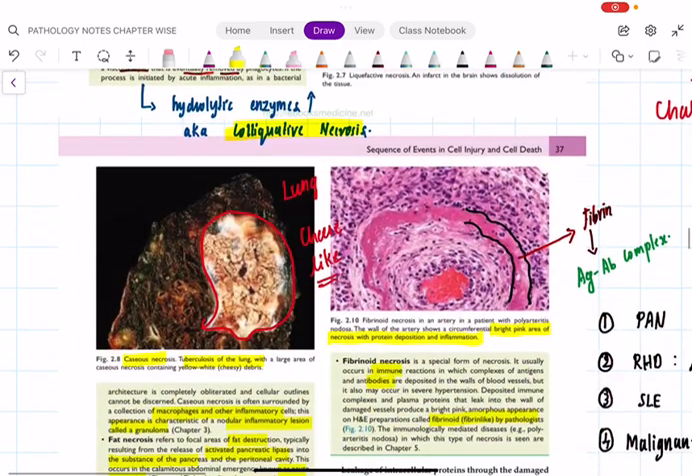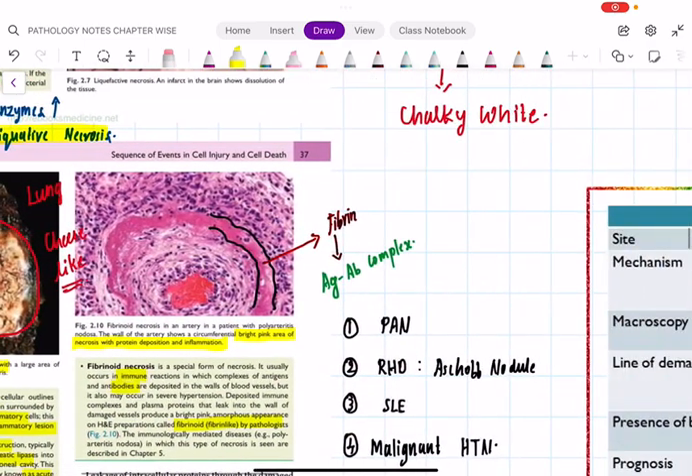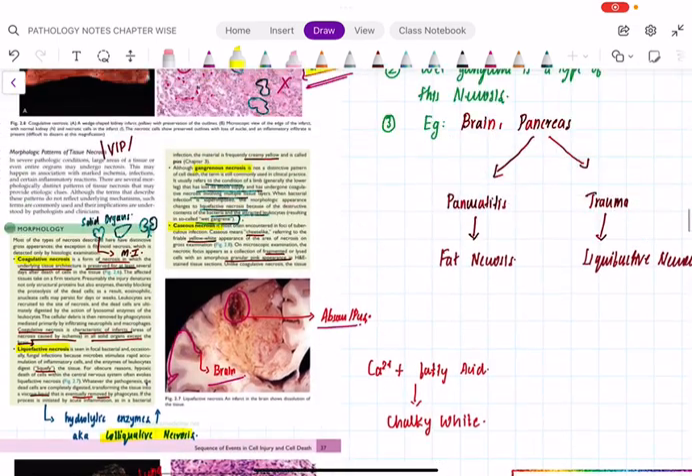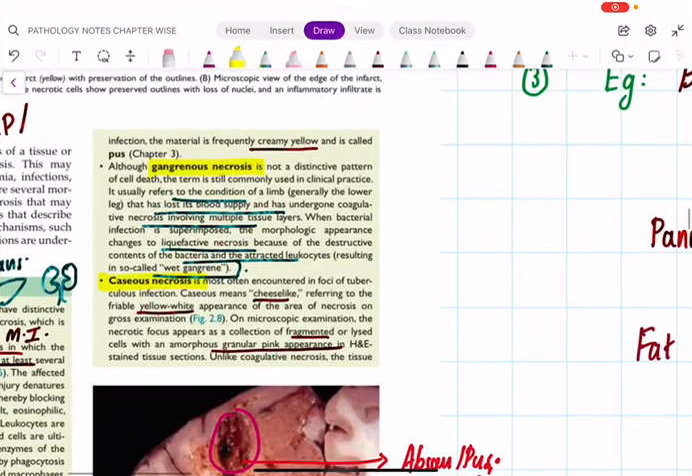We have another type of necrosis, children. That is called gangrenous necrosis. Actually, it is not a separate pattern of necrosis. Why? Because we have two types of gangrene, wet gangrene and dry gangrene. Wet gangrene is a type of liquefactive necrosis, an important MCQ question. Dry gangrene is a type of coagulative necrosis.